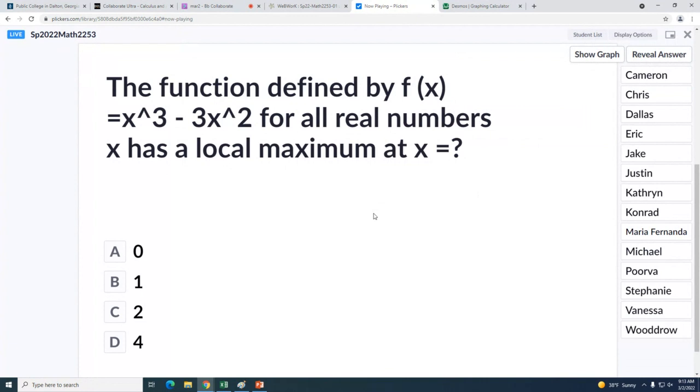All right, let's try this question, see if you are able to identify the local maximum. What we're going to do is find the derivative, and then set it equal to 0, and then we will see whether it's increasing or decreasing. Once you know the increasing, decreasing, you probably will be able to identify where it has a local maximum or local minimum.